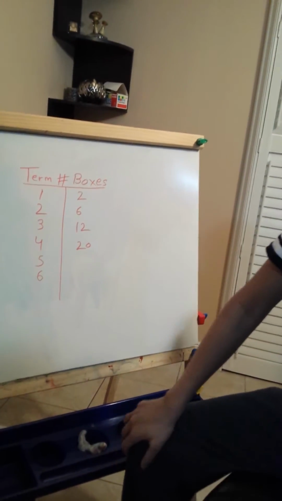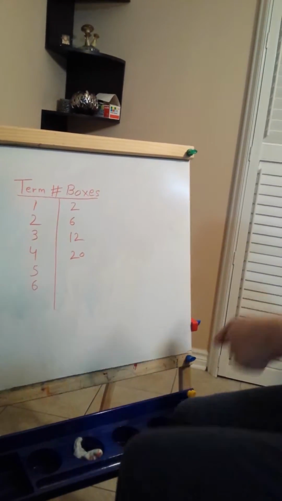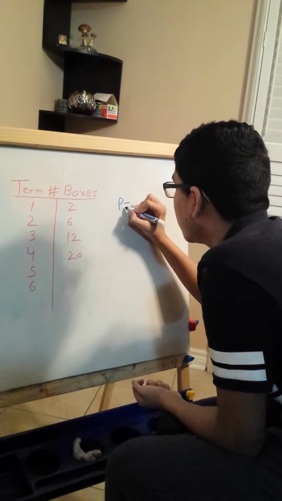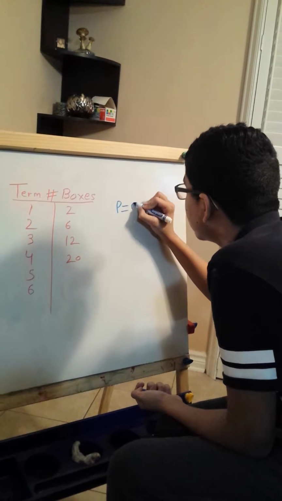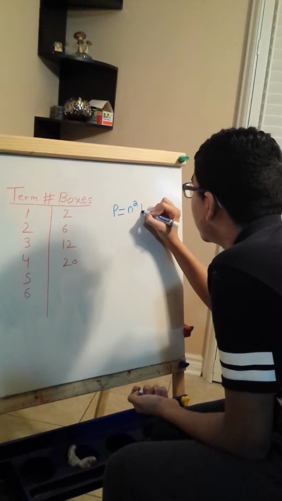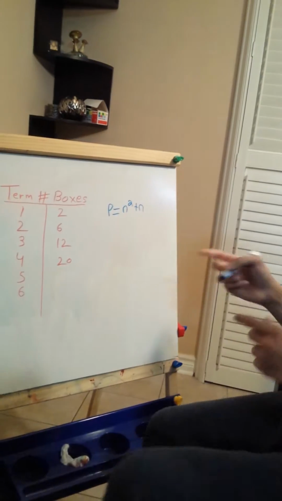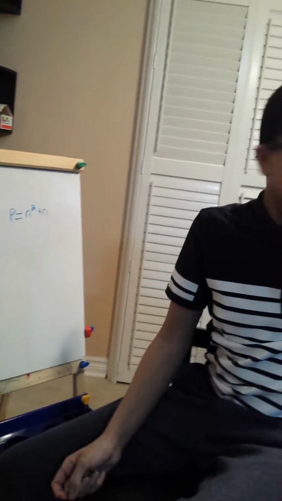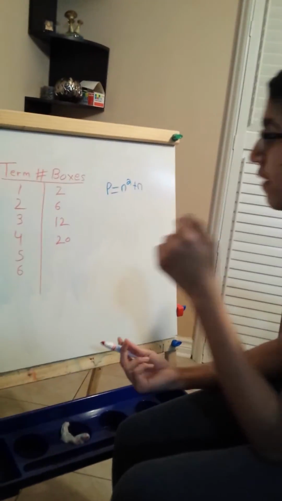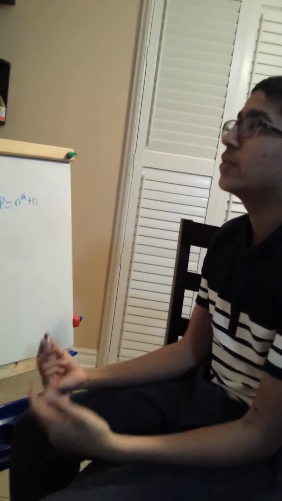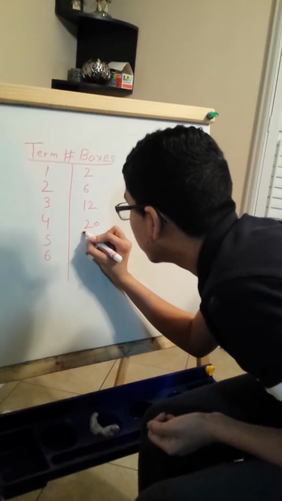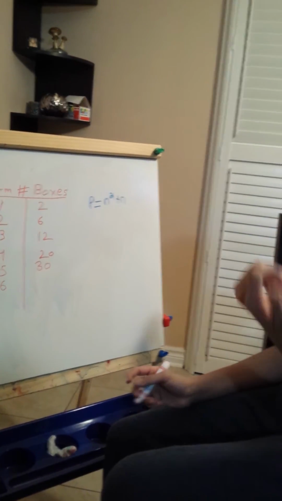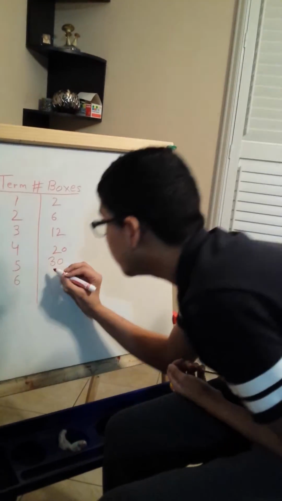So we can write down that the pattern, or the formula, it doesn't matter, equals n squared plus n. Let's just solve these ones too. It's as simple as that. But let's see if it works for this. So 5 squared equals 25 plus 5 equals 30. And for this one, 6 squared equals 36 plus 6 equals 42.